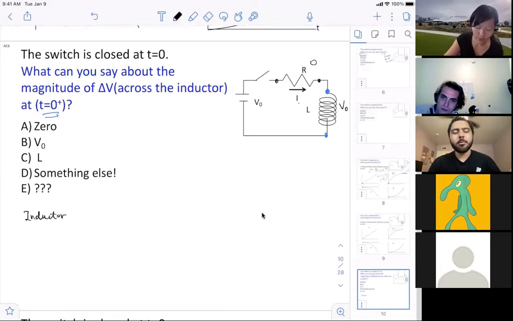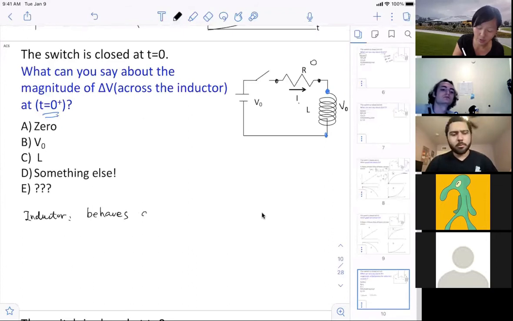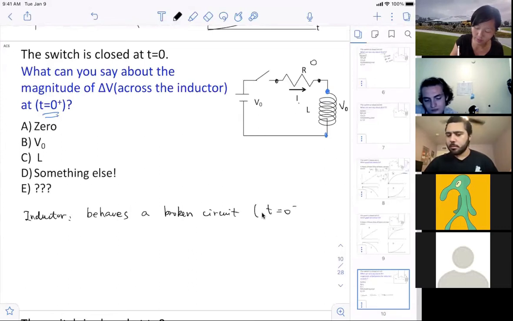Yes, very good. So in terms of the inductor, there is one way we can quickly memorize its behavior: it opposes the change. When you suddenly choose to close the switch, you are giving it the change. So it's opposing the change. So it's as if it's behaving like a broken circuit at t equals 0 seconds. So that is the beginning.